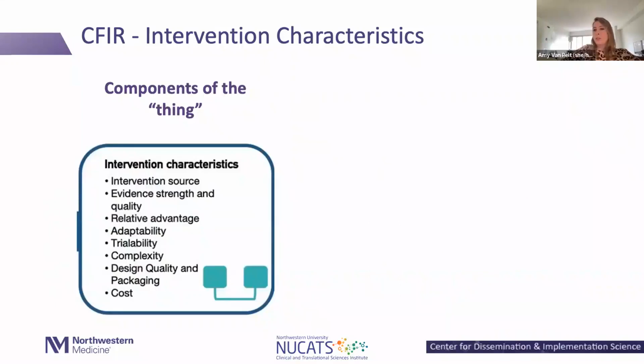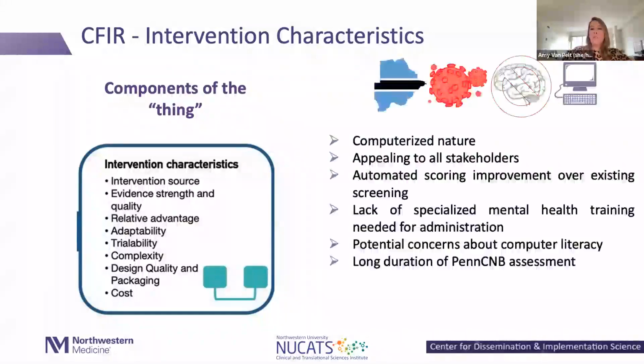Intervention characteristics refers to components of the intervention, components of the CNB in this case. For our study, the discussion really focused on the strengths and the weaknesses of the computerized nature of the tool. With regard to strengths, participants described that the tests were appealing to all stakeholders, including children, because it was game-like, and providers because there was ease of administration. Some individuals commented that the automated scoring of the tool was an improvement over manual calculations of the current methods that are currently used. And then further, the lack of specialized mental health training that's required to administer the tool was also really emphasized as a strength.